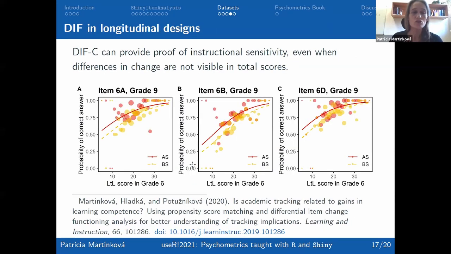We can then use DIF in longitudinal designs. Differential item functioning in change, as proposed in a paper published in 2020 in the Learning and Instructional Journal, can provide proofs of instructional sensitivity, even in cases where differences in change are not visible in the total scores. In the figures displayed here, we can see two students from two different academic tracks, study tracks, in the basic school, but otherwise with exactly the same characteristics and exactly the same baseline score in grade 6. They have different probabilities of answering the items 6A, 6B, and 6D correctly, providing equation tables of parameters.